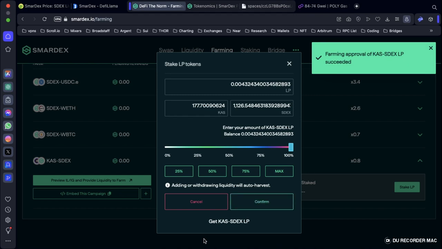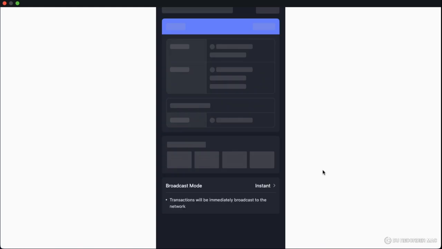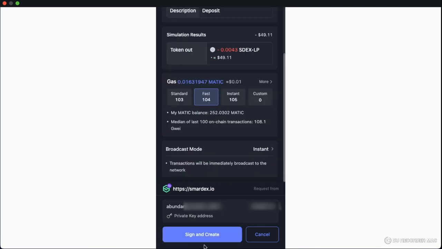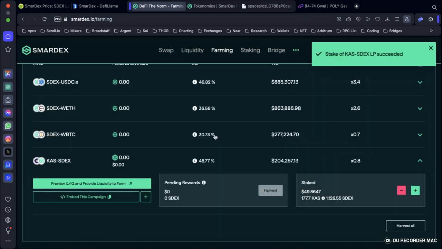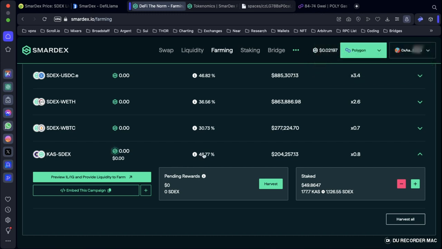Once approval is confirmed, the next transaction will be to stake the LP. Everything seems correct. We'll sign that transaction. And there we go. Now we have the CAS SDEX LP staked on the SmarDEX protocol, and I'll be earning rewards in real time as the SDEX rewards accrue. In order to harvest them, you just click this button and approve the transaction. And naturally, you wouldn't want to approve a transaction that costs more in gas fees than you're rewarding. That'd be counterproductive. But yeah, it's pretty simple.